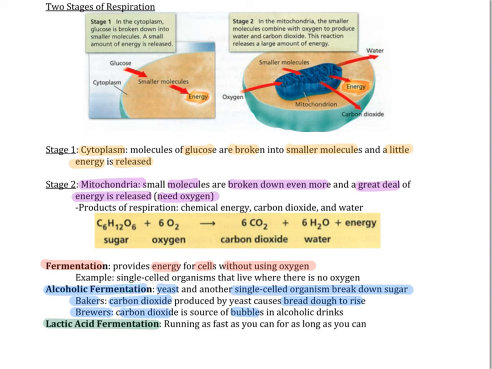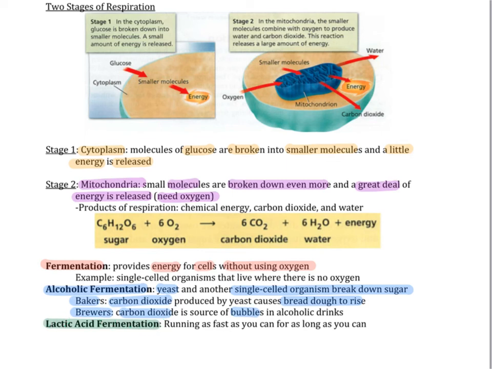Alcoholic fermentation is a process in which yeast and another single-celled organism break sugar down. Bakers might use this process because carbon dioxide produced by yeast causes bread dough to rise. Brewers might use this because carbon dioxide is a source of bubbles in alcoholic beverages.